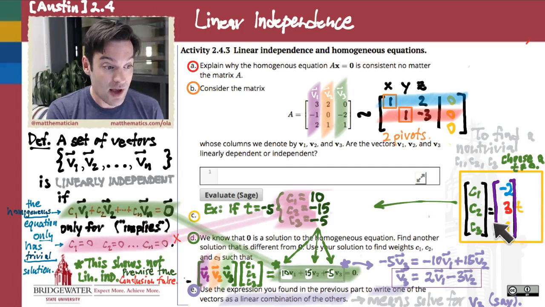Because whenever there's a non-trivial solution, this equation is satisfied, so the premise is satisfied, but the conclusion that the weights are all trivial is not satisfied. So anytime we have a free variable, that gives me non-trivial solutions to the homogeneous equation, and that gives me non-linear independence.